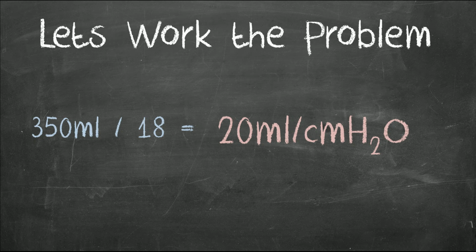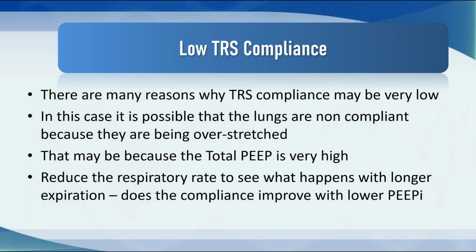However, it's very important to recognize that all we have described here is a low total respiratory system compliance. It is non-diagnostic. There are many reasons why the total respiratory system compliance may be very low. In this case, it is possible that the lungs are non-compliant because they're being overstretched. That is because the total PEEP is very high. In this situation, I will reduce the respiratory rate to see what happens with longer expiratory time. Does the compliance improve with lower intrinsic PEEP?